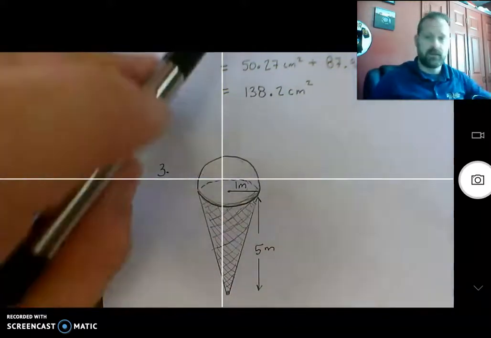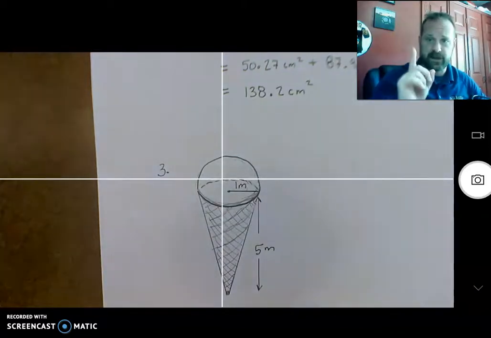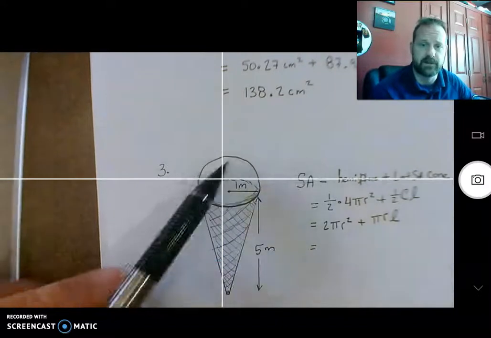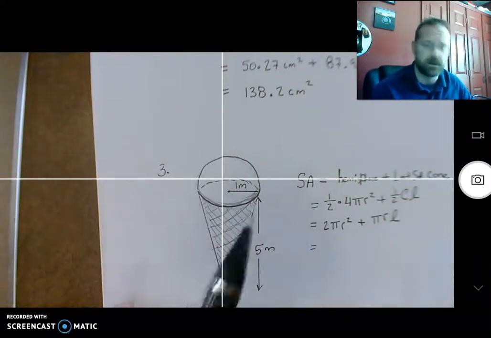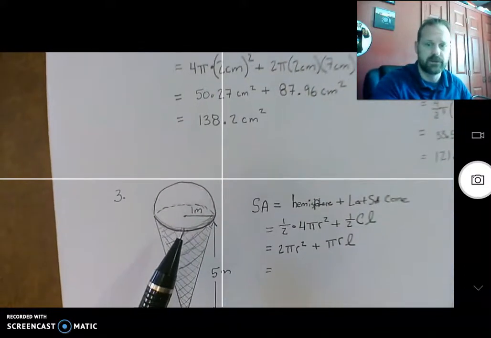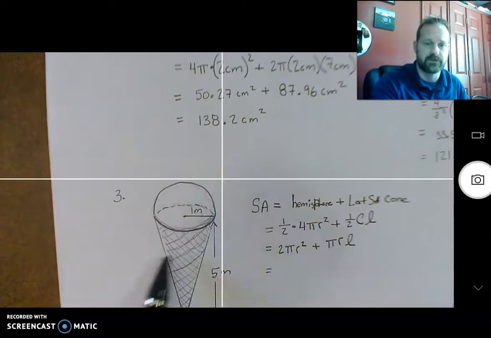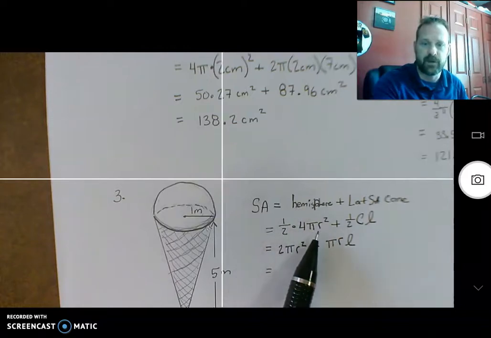Again, we're going to do surface area and we're going to do volume. So set up first. The surface area is going to be a hemisphere plus the lateral surface area of a cone, not the inside. So that's going to be 1/2, because it's a hemisphere, 4 pi r squared, which reduces to 2 pi r squared.